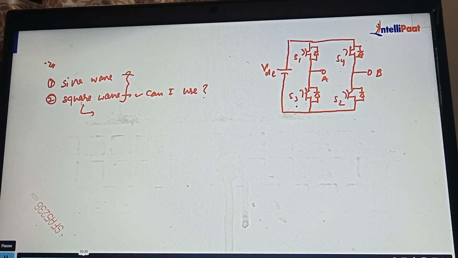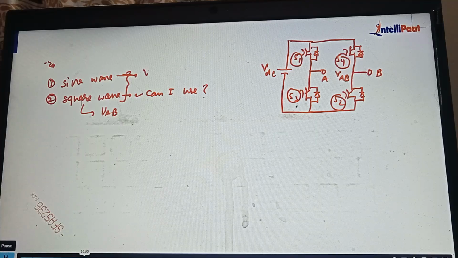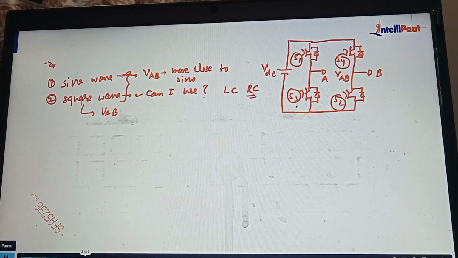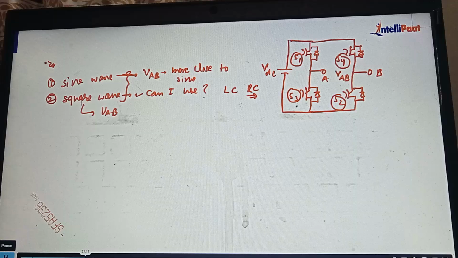Now, I'm going to fire S1 and S2 at the same time, and S3 and S4 for another switching cycle. So the voltage across VAB is square in shape. If you talk about the sine wave inverter, this VAB is closer to a sine wave. But remember, we have to use some filter at the output side, an LC filter, RC filter, whatever filter, in this configuration.